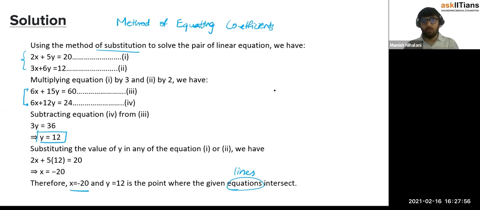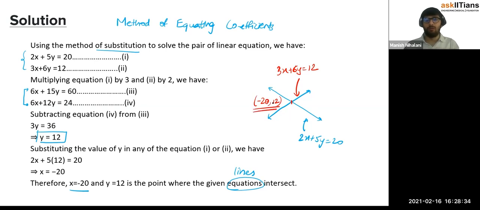That is, if we have two lines, here the two lines were what? One line was 2x plus 5y is equal to 20, and the other line was 3x plus 6y is equal to 12. When these two lines intersect, they have a common point, and this common point we have found to be minus 20 comma 12. Minus 20 comma 12, right? And how did we get this? After solving.